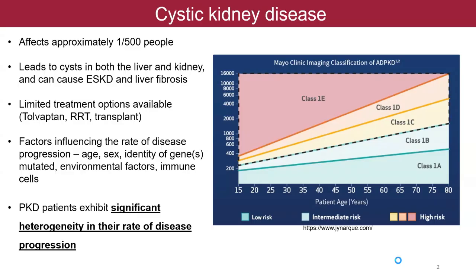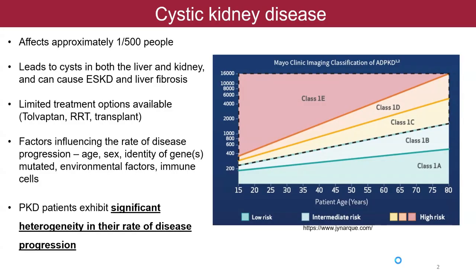Something I really want to emphasize here is that there are many different factors influencing the rate of disease progression. So we know that the age and sex of the patient, the identity of their specific gene mutation, and many environmental factors can also impact the disease progression. And there's just a lot of heterogeneity present in the patient population. So patients are stratified into various risk classes of disease according to how rapidly their disease progresses. And we know that even some patients with the same gene mutation can have dramatically different presentations of disease.